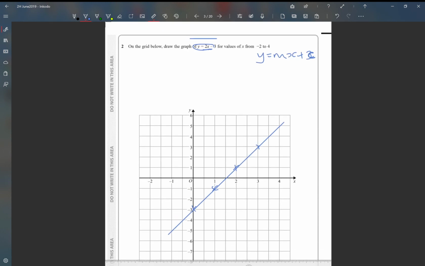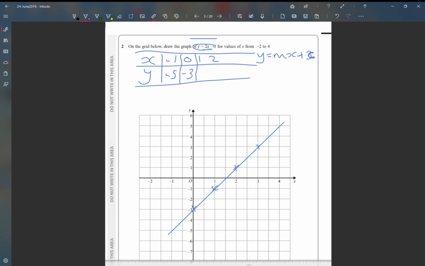Or what you could have done is you could have plotted it. So if we know an x value and a y value, you only really need a couple of points to be honest. So if we just do x is -1, 0, 1, 2, you can then substitute in the x here. So 2 times -1 is -2, -3, so that will give us -5. And that gives us our first plot. 0, 2 times 0 is 0, -3, so y would equal -3.